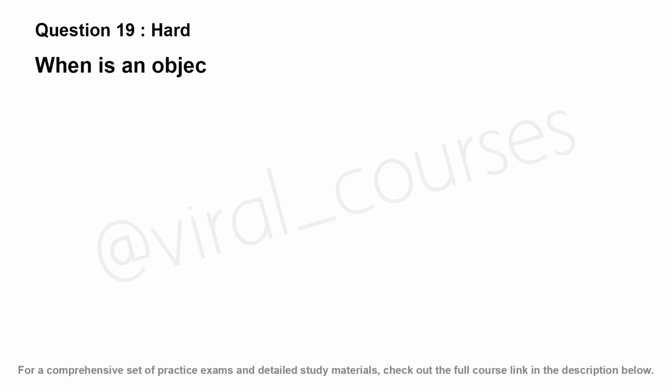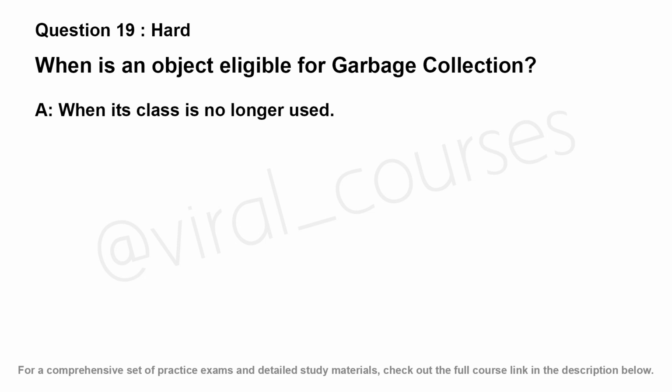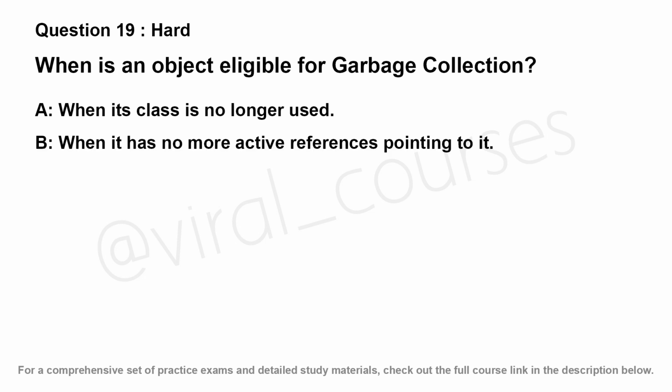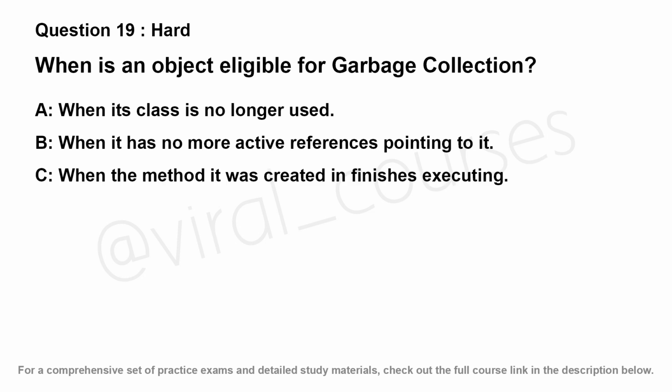When is an object eligible for garbage collection? Option A. When its class is no longer used. Option B. When it has no more active references pointing to it. Option C. When the method it was created in finishes executing. Option D. Only when the program terminates.